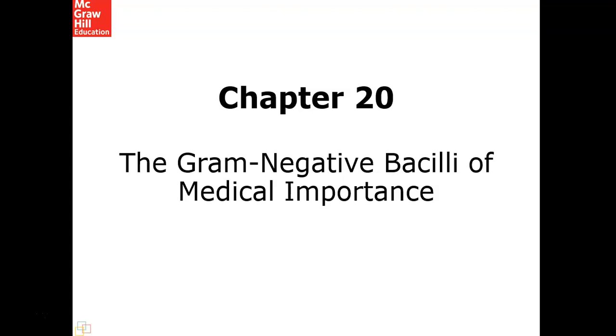So it's going to be really important for you to organize your notes. I even suggest creating a table and organizing some of the information for each of the different microbes that we talk about in the chapters.